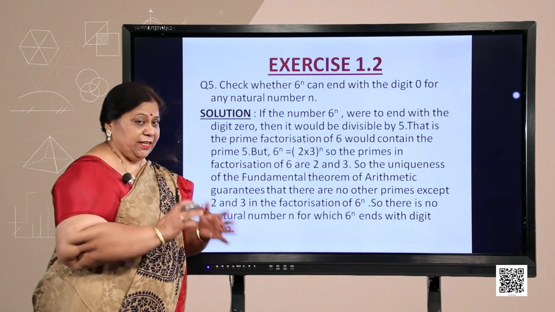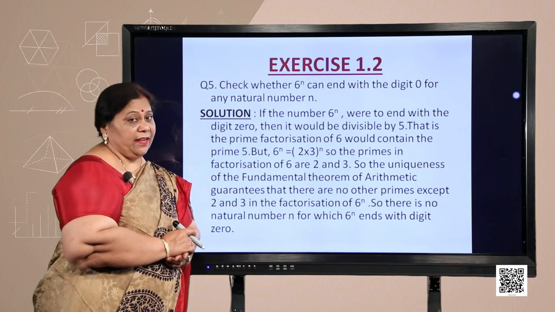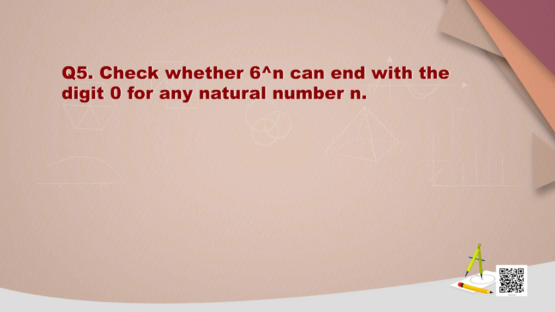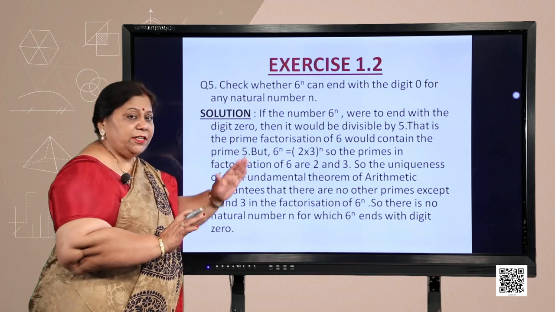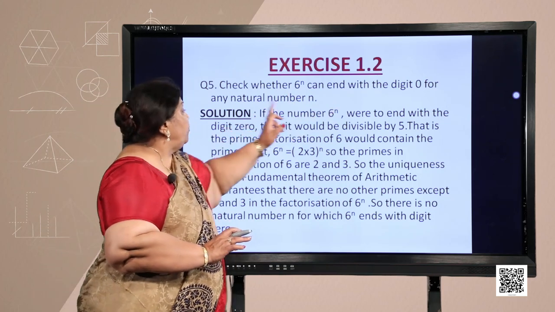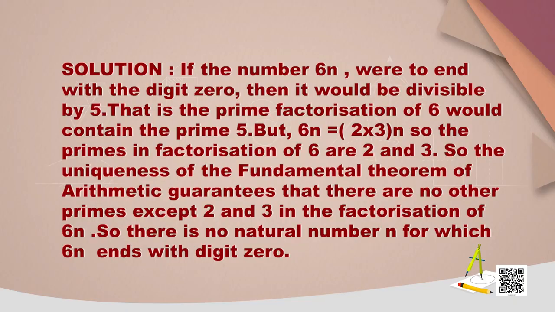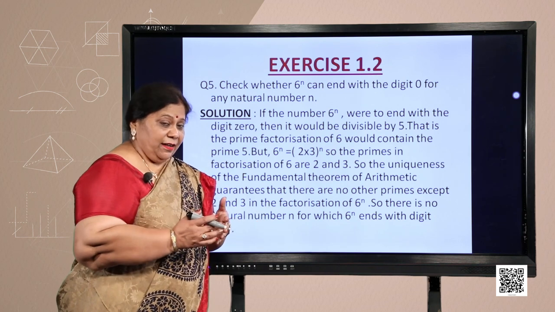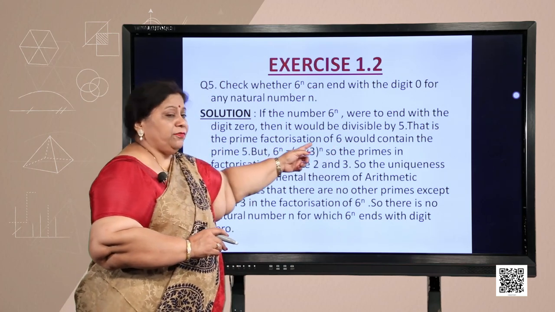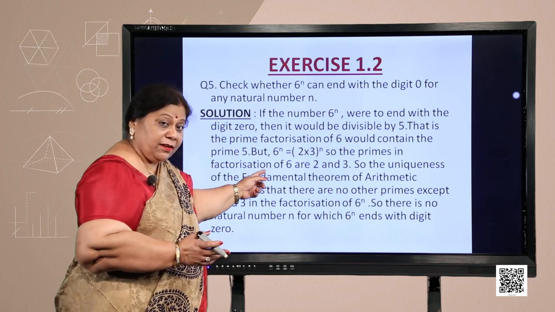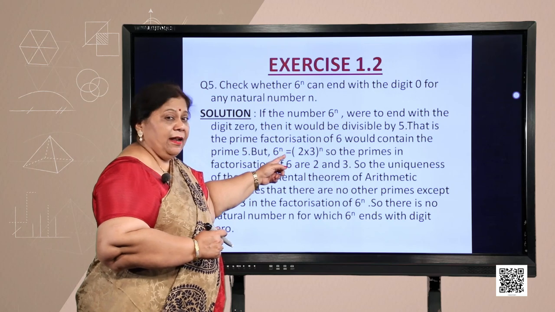This is based on logical reasoning and fundamental theorem of arithmetic. The question says, check whether 6 to the power n can end with the digit 0 for any natural number n. Now, if the number 6 to the power n were to end with digit 0, then it would be divisible by 5 because if it is divisible by 10, it should have factors 2 and 5, right? So, that means it should be divisible by 5. That is, the prime factorization of 6 would contain the prime 5. But just look at 6, 6 to the power n has only two factors.